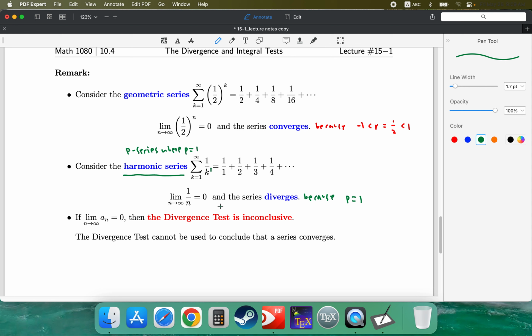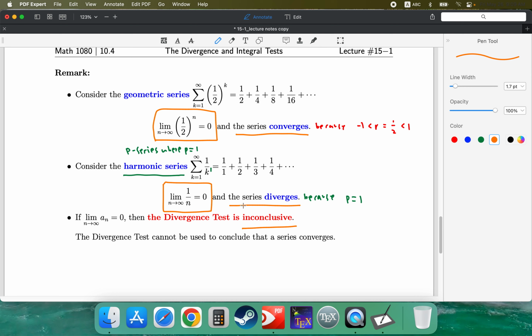So that means if the limit of the nth term equals 0, we don't know anything about a series, because the series can be convergent, the series can be divergent. We really don't know. That's why right here, if the limit of the nth term as n goes to infinity equals 0, then the divergence test is inconclusive. That means we cannot get anything from the divergence test.